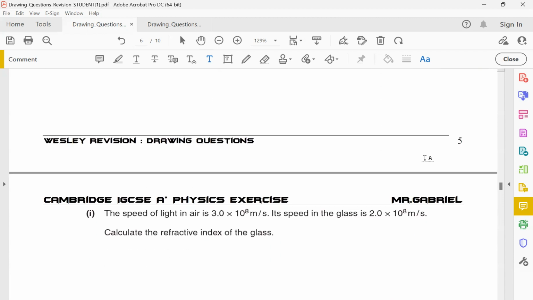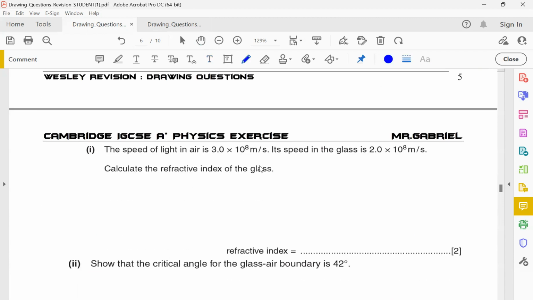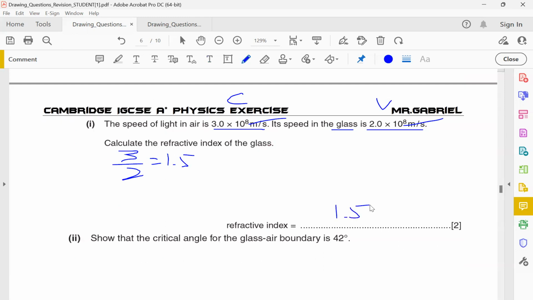Then next. Calculate refractive index. There's only two formulas here. Either sine i over sine r or c over v. In this case, obviously, this is your c, which is the speed of light in air, and this is your v, which is the speed of light in the medium. In this case, the medium is the glass. So it's literally 3 divided by 2, which is going to be 1.5. There are no units for these kind of questions, guys, because they will cancel off each other. Right, so it's just going to get 1.5.